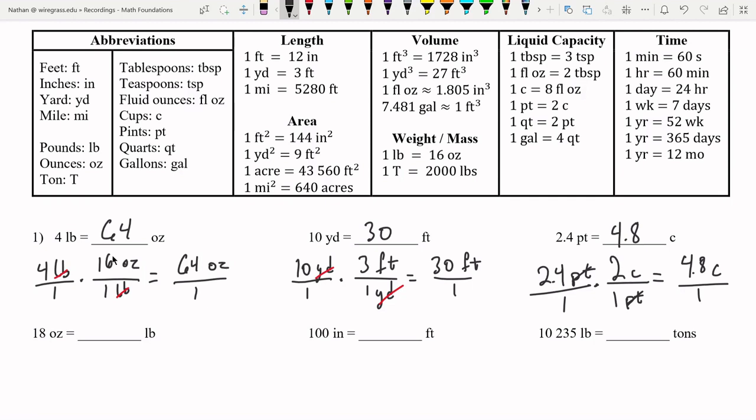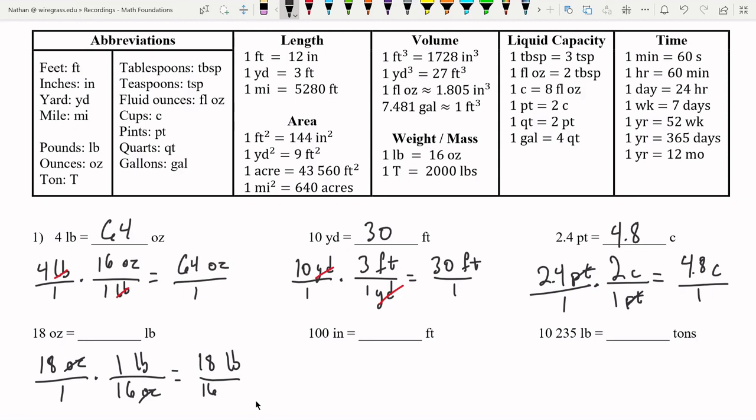Okay, ounces to pounds. I'm going to use the same unity fraction I used for this one, which was 1 pound equals 16 ounces. But now I'm converting ounces to pounds instead of pounds to ounces. So I'm going to have 18 ounces over 1, and I'm going to have 16 ounces on bottom and 1 pound on top. So you can see that the ounces cancel. And we have 18 times 1 is 18 pounds. That's the unit on top there. And 1 times 16 is 16. So we're going to have 18 over 16.